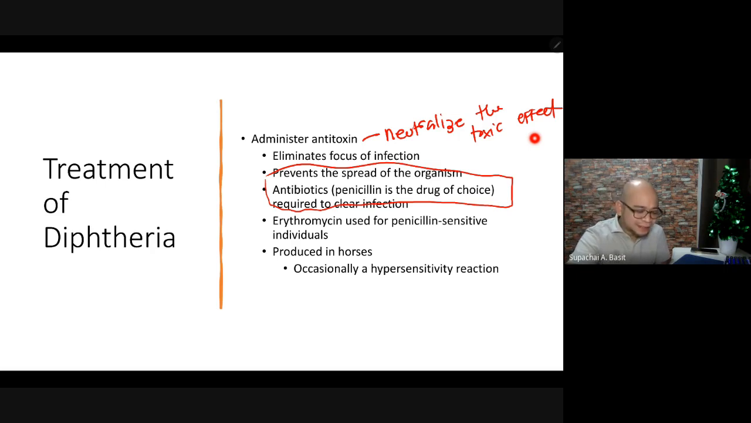The problem with antitoxin is that antitoxins are actually being produced in horses, which means that there are times that people would actually have toxic reactions or allergic reactions toward the horse antitoxin.